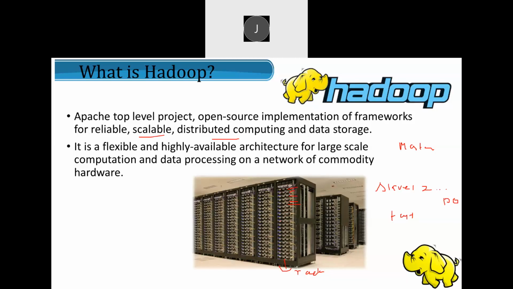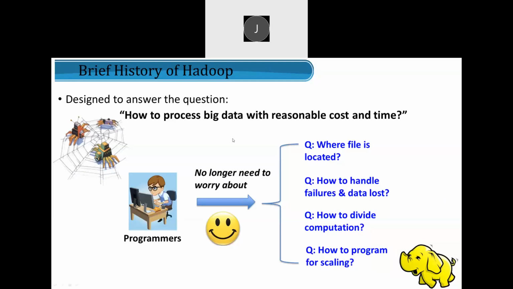It is a flexible and highly available architecture for large-scale computation and data processing on a network of commodity hardware. Commodity hardware, as I told, means cheap hardware. The servers they are talking about are the nodes, which store information. And it is highly available because we will have a replication of the data from one node to another node.